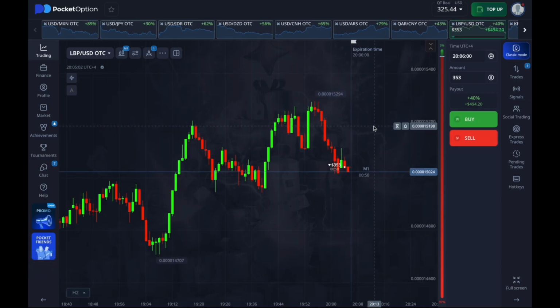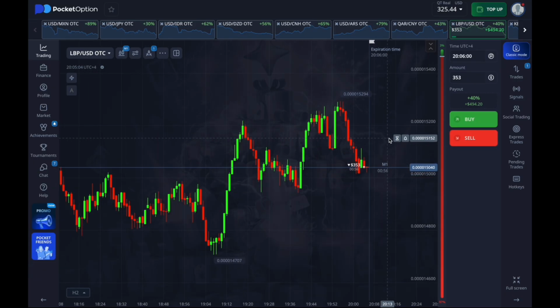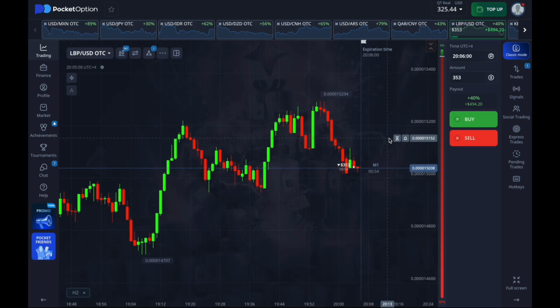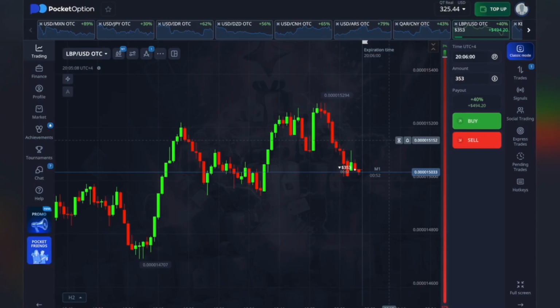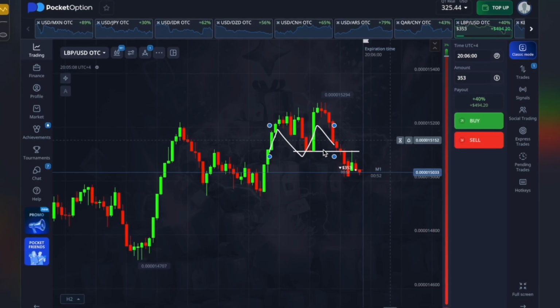You can see I entered my put trade right at the opening of the candle. The reasoning behind this trade was straightforward. The market formed a clear double top, which is one of the most recognized reversal patterns in trading. After that, the previous low was broken, signaling a potential bearish momentum.